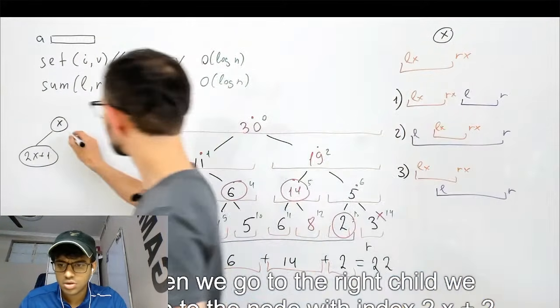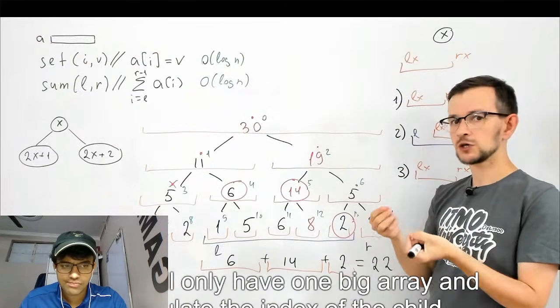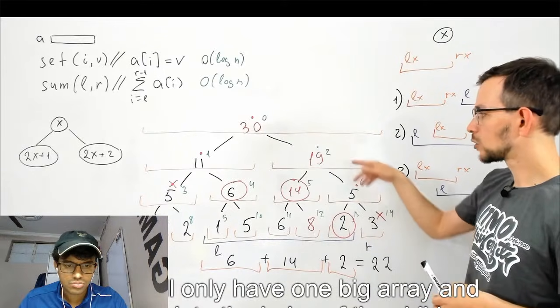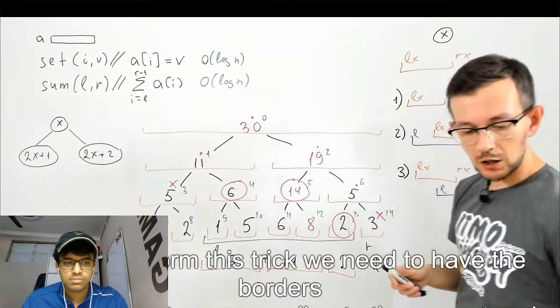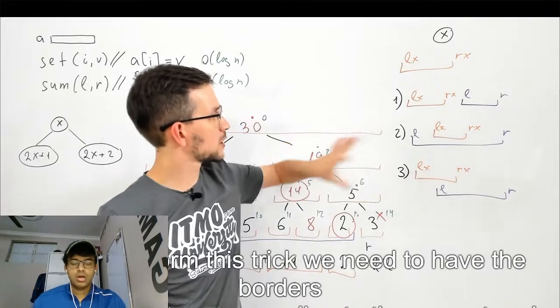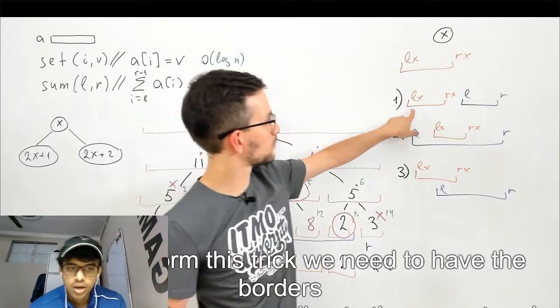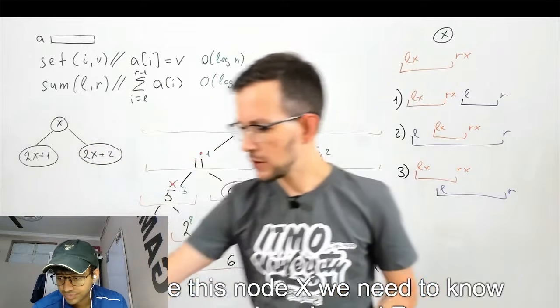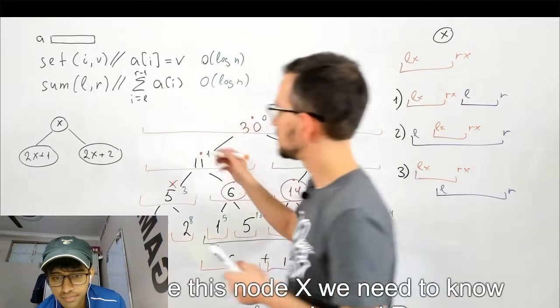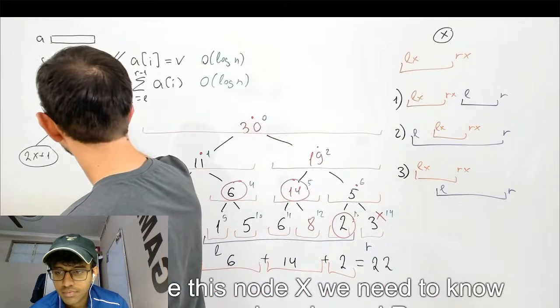So we only have indices. We only have one big array and calculate the index of the child. Absolutely. Now, to perform this trick, we need to have the borders of the segment corresponding to the current node. For this node x, we need to know these numbers lx and rx.